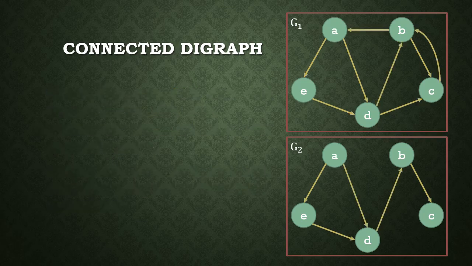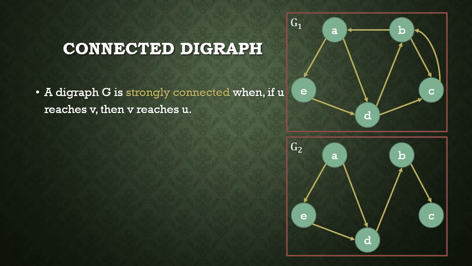Let's talk about connectivity in a digraph. A digraph G is strongly connected when if U reaches V, then V reaches U. If you have a path in one direction, you should have a complementary path between the same two nodes in the other direction. I leave you to investigate and confirm that the graph G1 shown here is strongly connected.